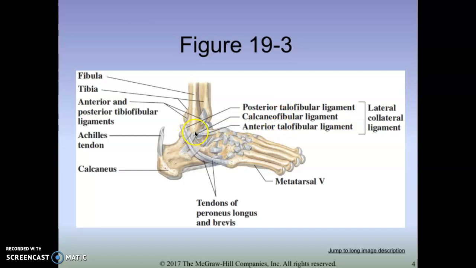And those three are right here, okay? It may seem confusing, but the names actually describe where the ligaments go, which is really nice and helpful. The calcaneofibular ligament goes from the calcaneus to the fibula. The posterior talofibular ligament goes from the talus to the posterior side of the fibula. And the anterior talofibular ligament goes from the talus to the anterior side of the fibula. So the names help you to know where they are.